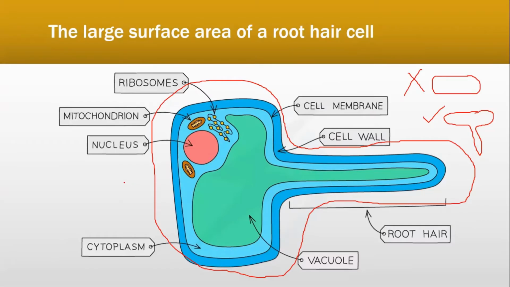As I told you, there is a higher concentration of water outside the root hair cells in the soil and a lower concentration of water inside. Hence, the water moves inside the root hair cells from the surrounding soil through osmosis and diffusion. Hence, the larger the surface area, the more will be the osmosis and diffusion.